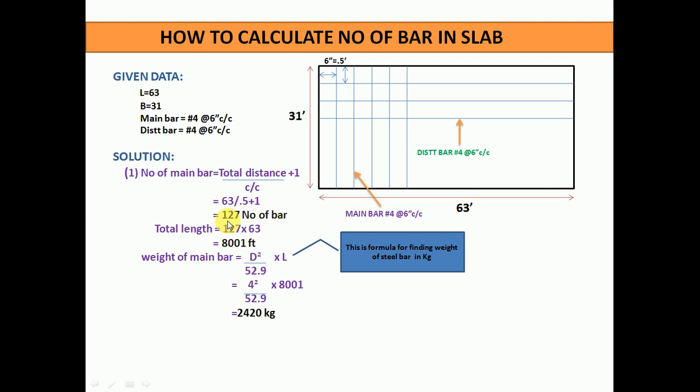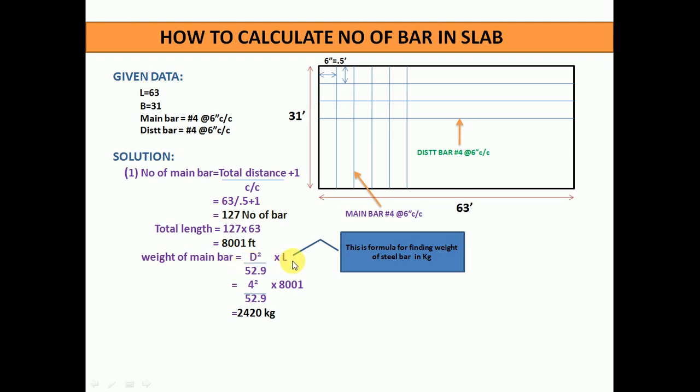So here we have the number of bars in the given length, which is 127 bars. So the total length is 127, the number of bars, multiplied by 63, this distance. So here the total length is 8001 feet.